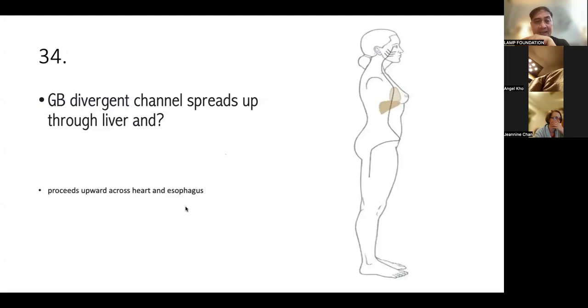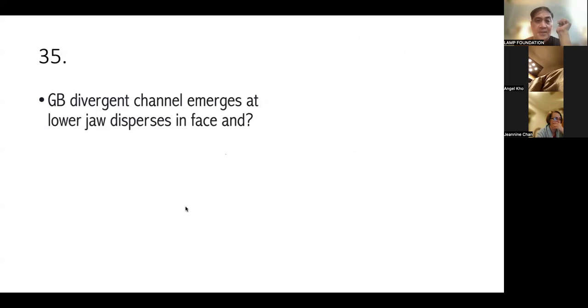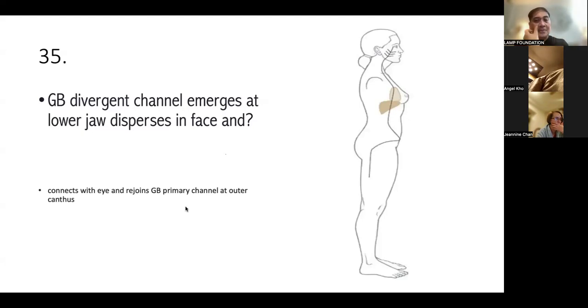Yes. And this is something we need to really look into so that it does not reach that point, because the fire is excessive and rises up. Now you're beginning to see how this works. The gallbladder divergent channel emerges at the lower jaw, disperses in the face, connects with the eye, and rejoins the gallbladder. That is why some people have red eyes, and it is usually only one eye. If it is only one eye, then it probably originated in the liver channel. It has risen up. Can you imagine where it went?